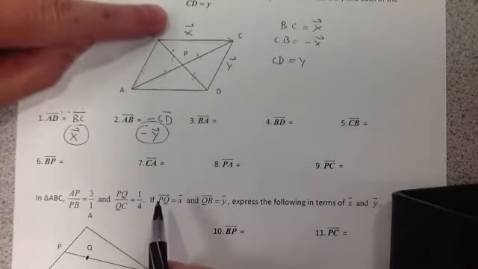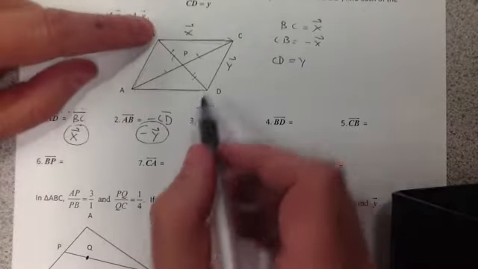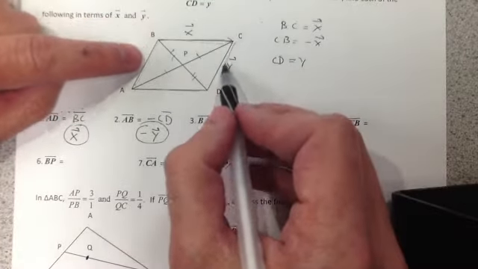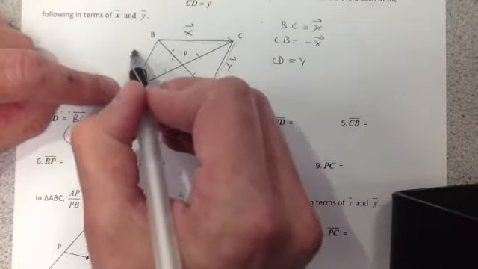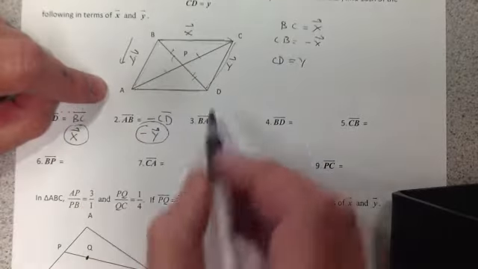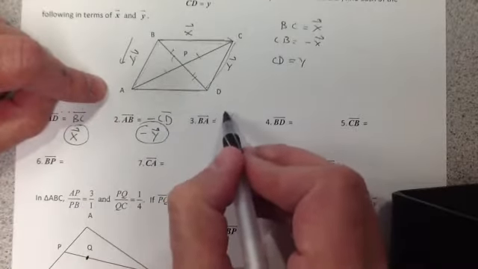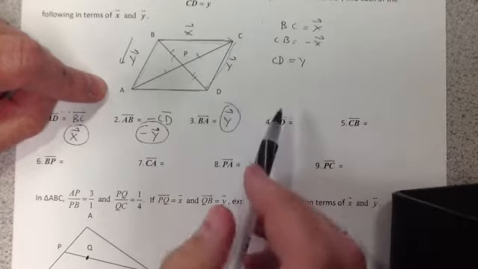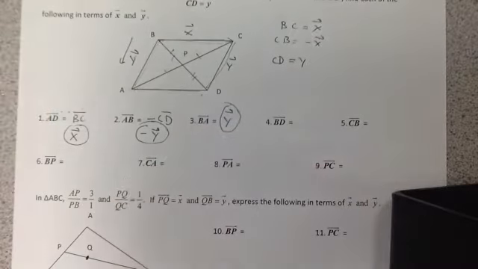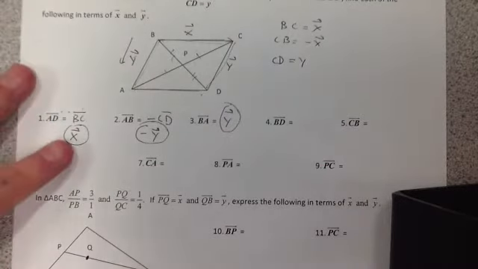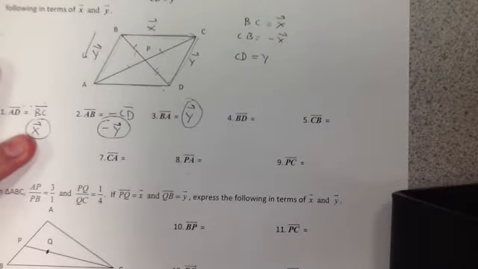All right, let's get BA then. Well, BA, now that's traveling in the same exact direction as CD, so that's going to be y as well, going in this direction. So that's just y here. All right, how do we then get BD? All right, now the fun begins. Now we have to think about adding vectors, and this is kind of fun. This is where we got to kind of think a little bit.